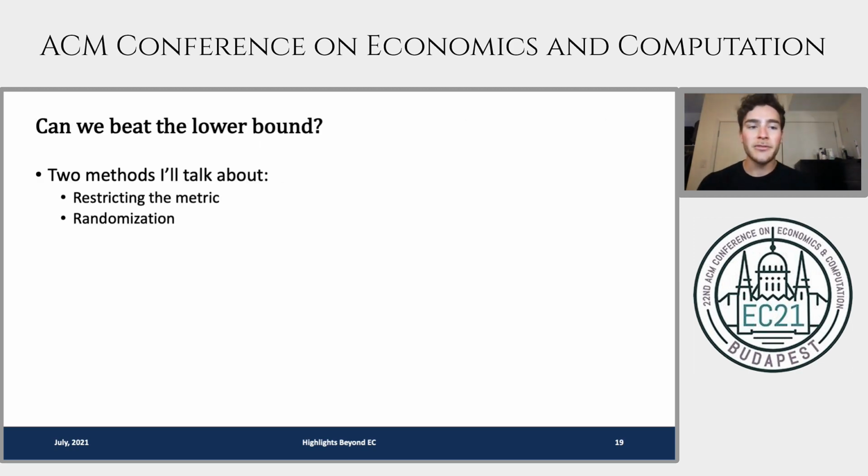Okay, so this is a pretty cool result. We've matched the lower bound. What if we want to beat the lower bound? This is actually also a pretty well-studied problem. So two methods I'll talk about, the restrictions to the metric and randomization, are interesting directions to keep improving upon this.